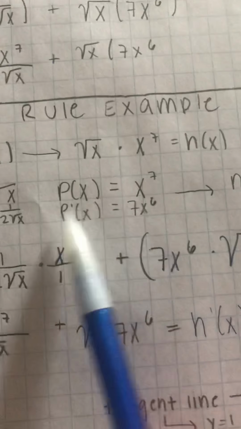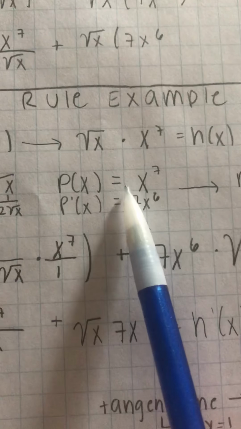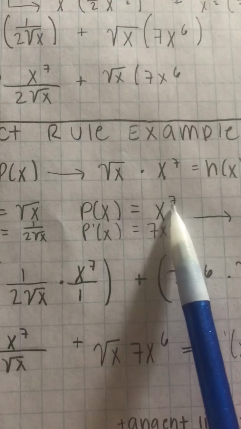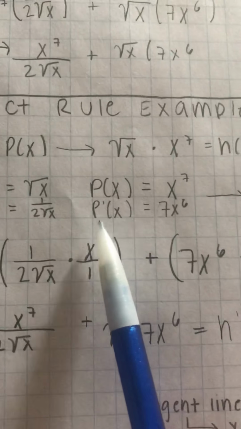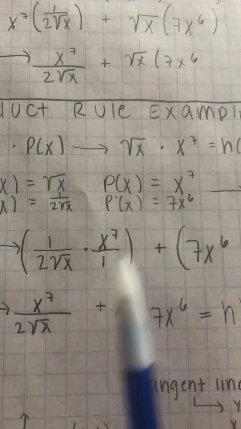Then for p of x, I had to use the power rule. So I did 7 times x, and I got 7x, and then I took 1 away from the power of 7, and I got 7x to the power of 6 to get the derivative of p of x. So that's just the power rule. That's how I got that one.